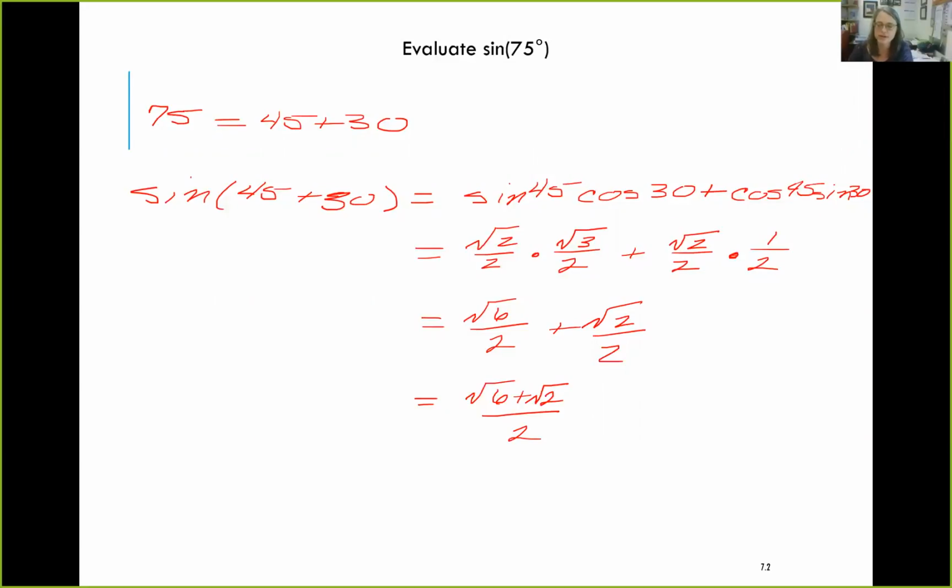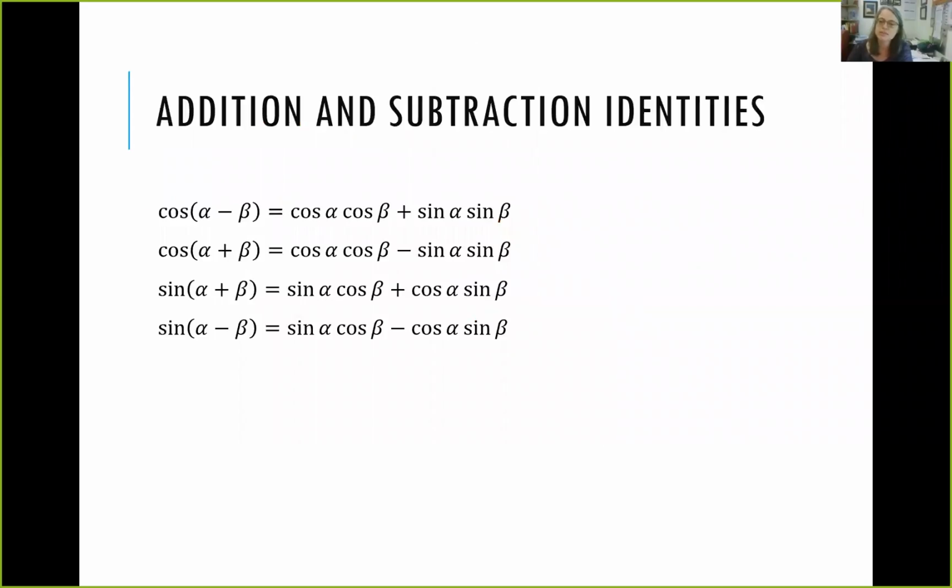Okay, let's back up to our identities for a second. There are some things that you can key in on. So with cosine, the expanded form is cosine times cosine, and then the opposite of whatever we have inside, and then sine times sine. So cosine of alpha minus beta is equal to the cosine of alpha times the cosine of beta plus, so the opposite sign here, sine of alpha times the sine of beta.